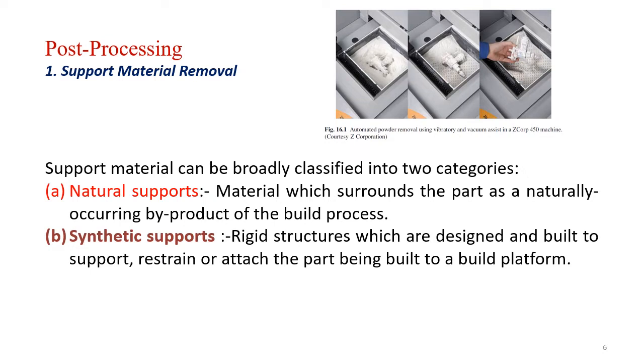First one, the support material removal. The support material can be broadly classified into two categories. One is the natural supports, another one is the synthetic supports. So in the process of additive manufacturing, as we have seen, the build part is fully encapsulated in the build material. The part must be removed from its surrounding.